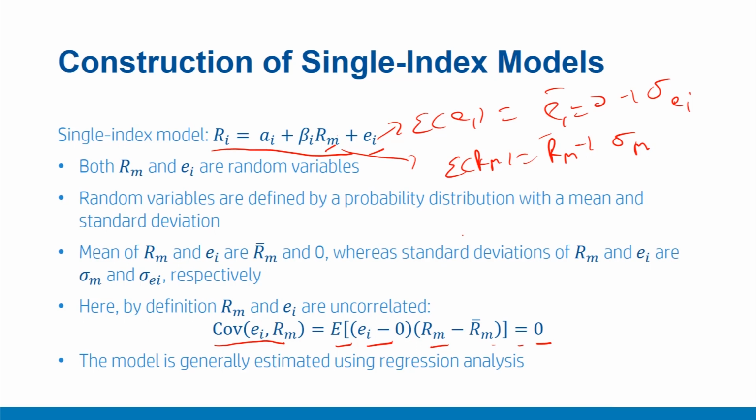Generally this model is estimated with regression analysis. In regression analysis, by design, to a great extent it is guaranteed that Ei and Rm are not correlated over the period of analysis. So this assumption to a great extent is held by the model itself, by the design or construction, we can say.